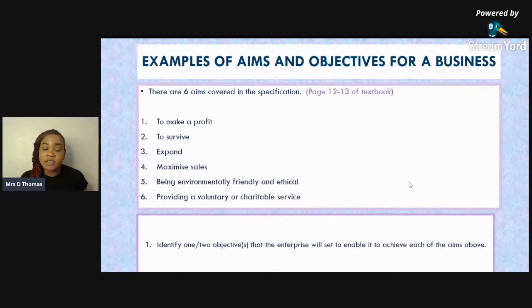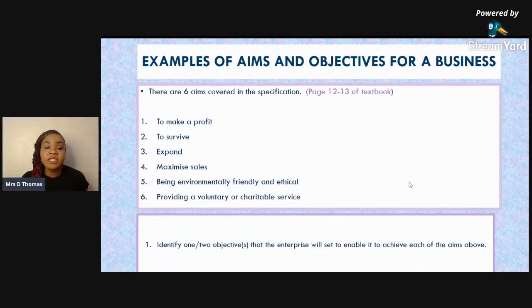To expand. So future goal to expand. So you might want to expand in different areas in London or different areas in the wider community. You might want to expand on that. Maximize sales. How are you going to maximize sales? Could be increasing your sales and your profits. So how are you going to do this?